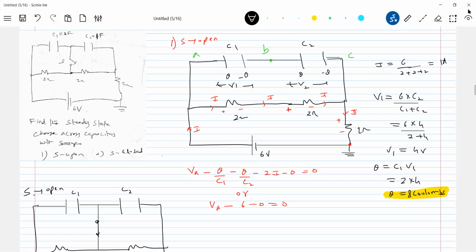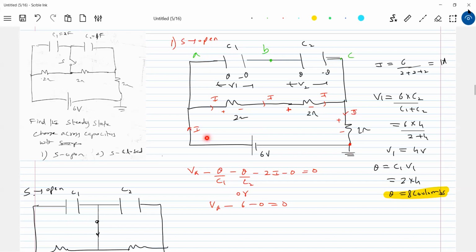VAC is 4, huh? Yes, sir. Substitute Q and substitute I. So there is only current in the lower loop, so we can say nothing to do. I'm just writing the loop equation. What is there in that one?